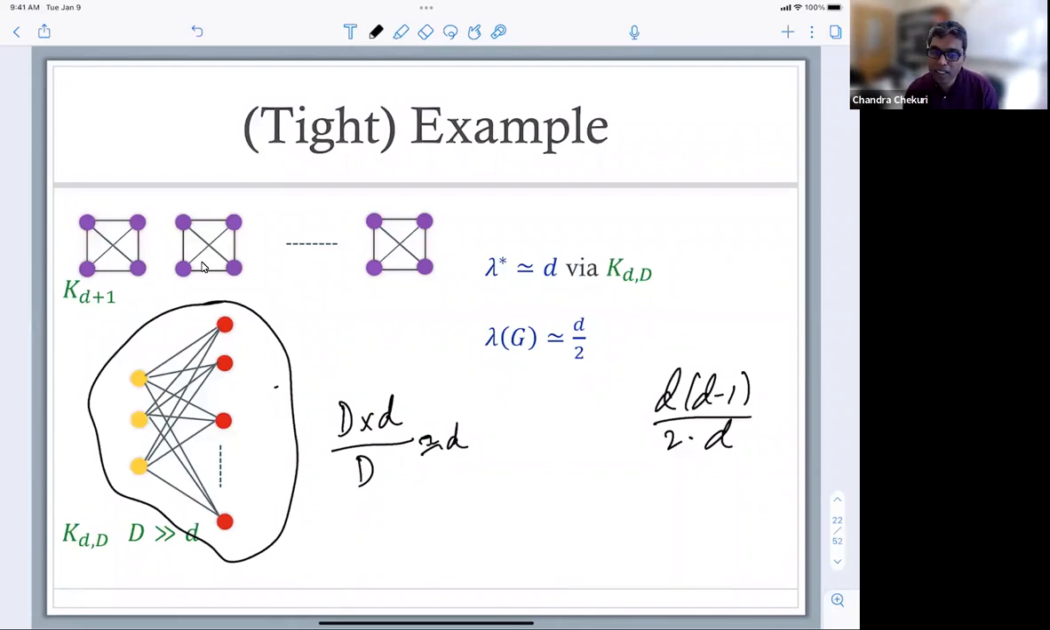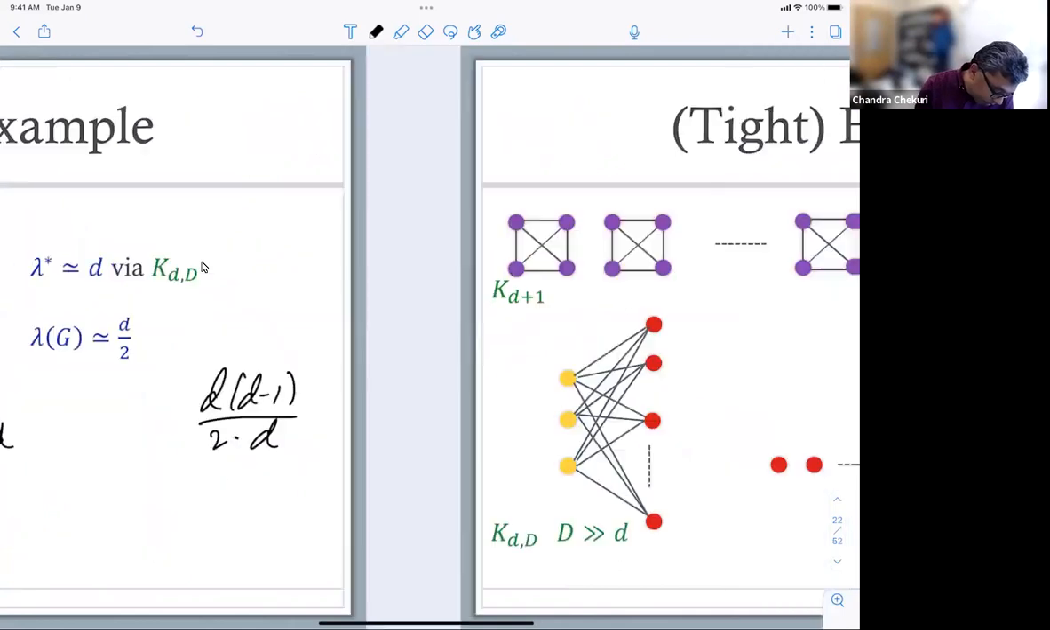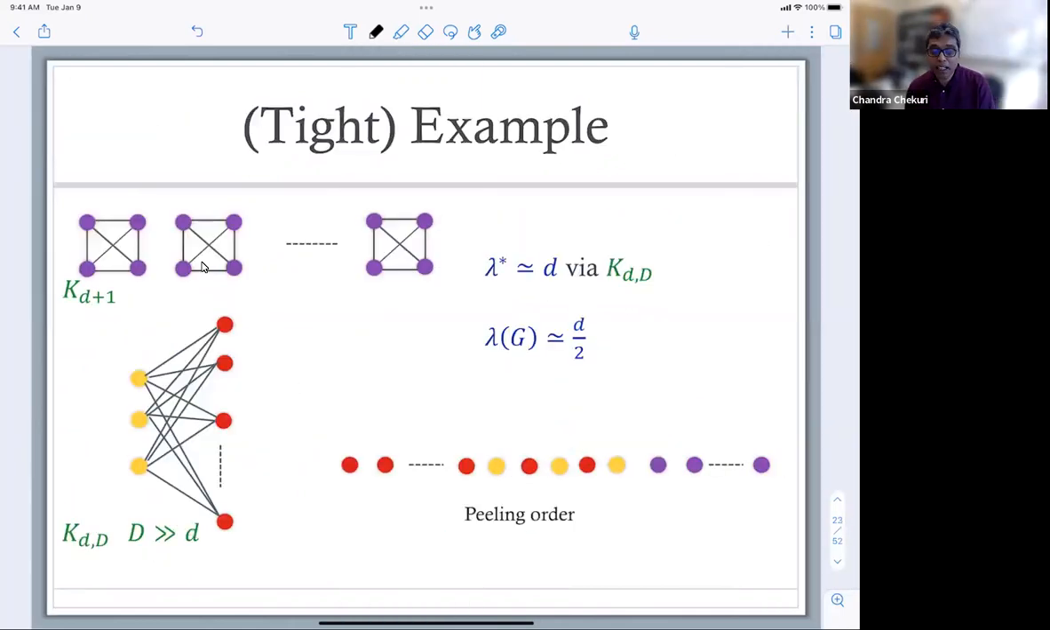But what does the peeling algorithm do? If you stare at it for a little bit, you break the ties. You can avoid breaking the ties by doing a slight perturbation, but let's not worry about that. You can check that, if you balance things out, you will peel all the red vertices first because they have degree 3, and the clique vertices also have degree 3. If I'm being adversarial, I can force you to peel the red vertices first. So the ordering you get will have all the red vertices before all the clique vertices.